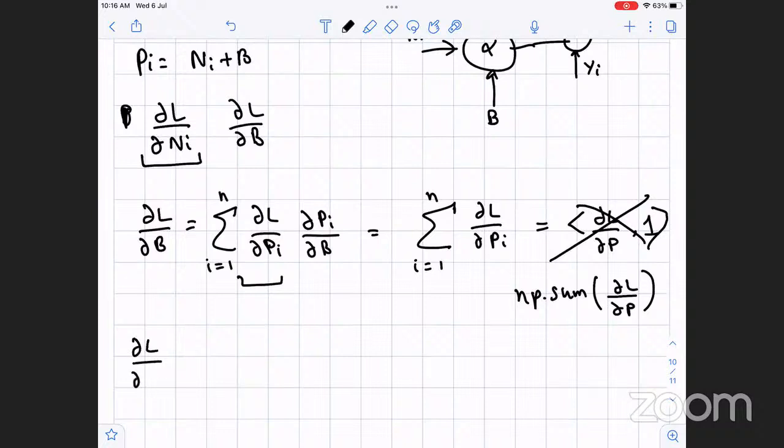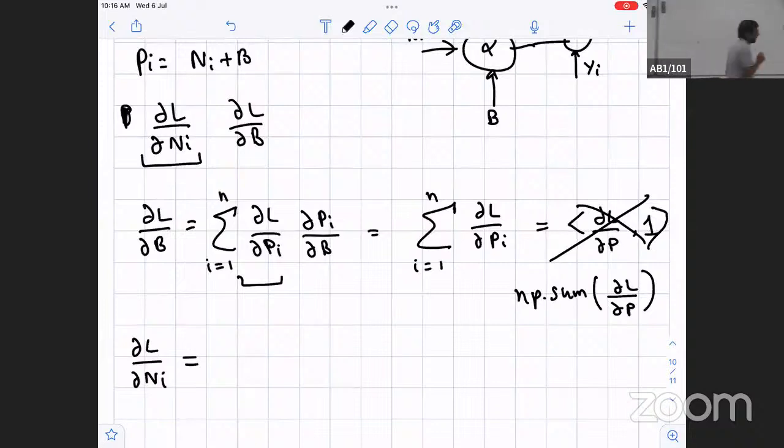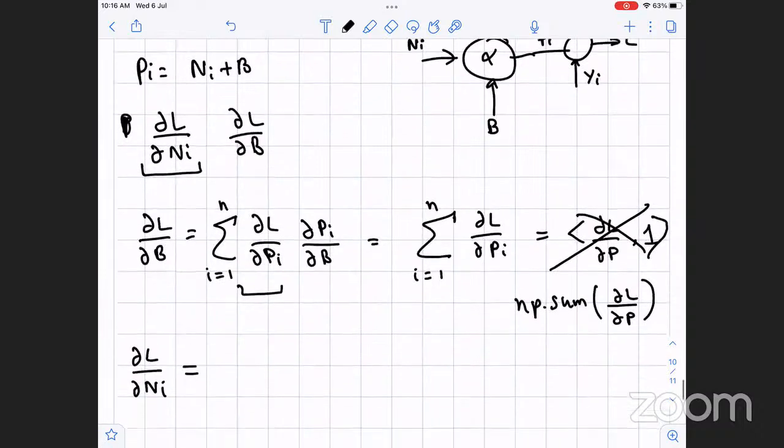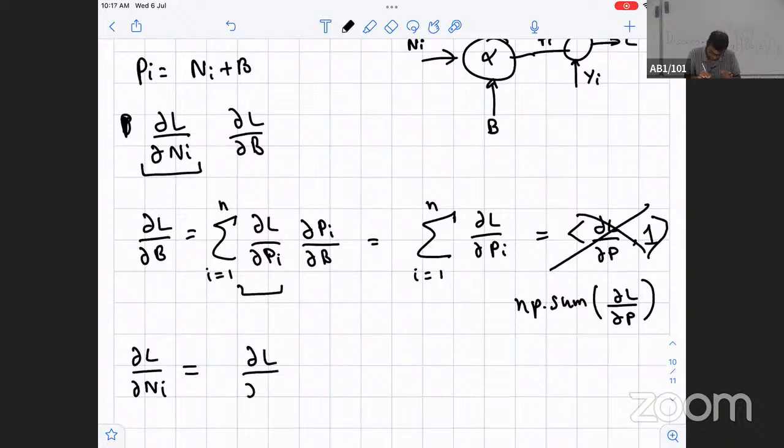What about dl by dni? If I change the ith input ni a little bit, which output does it change? The output is p1 to pn. Which one does it change? Only pi, nothing else. So that means this will be dl by dpi times dpi by dni. So what is this?